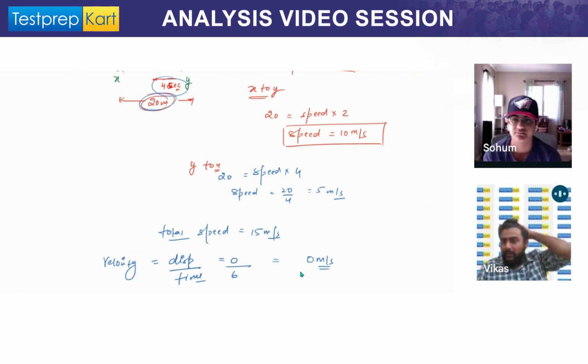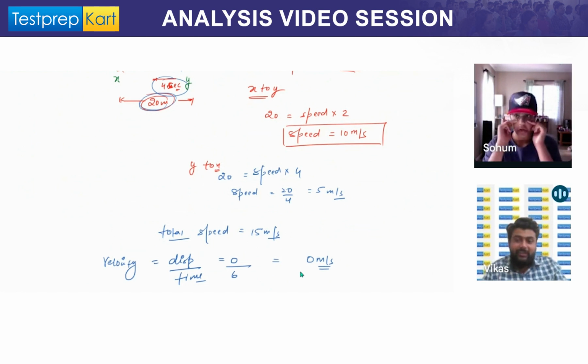So always be aware of what the question actually means. In velocity, we have displacement, so the point of consideration is displacement. But in speed, the point of consideration is distance. That is the difference between them. So your total velocity of your journey while moving from X and coming back to X was 0.